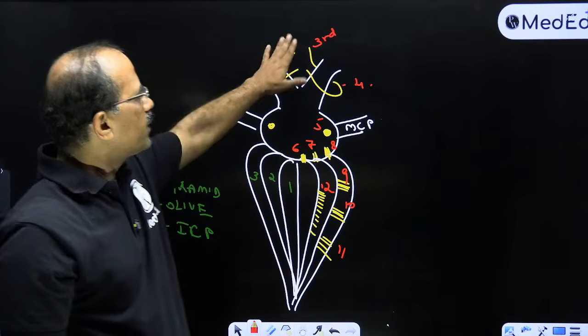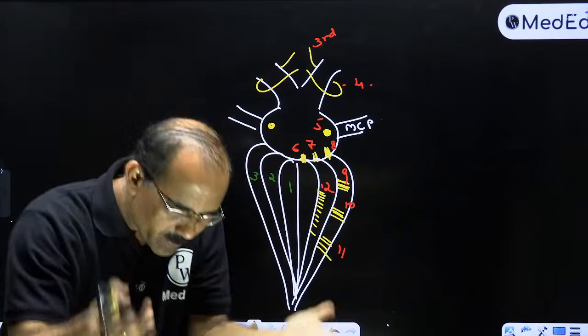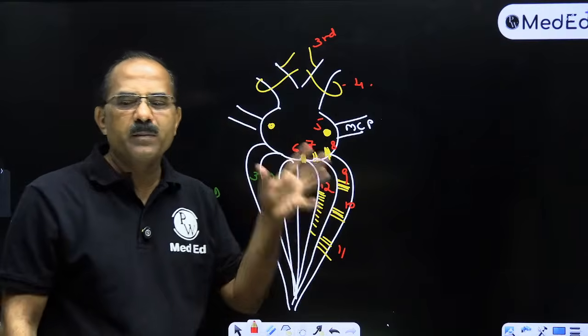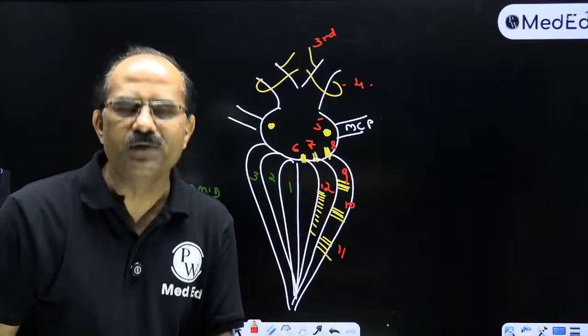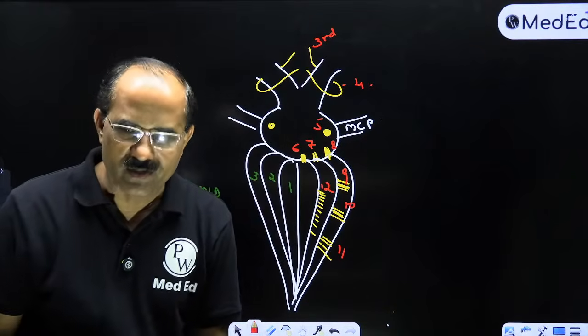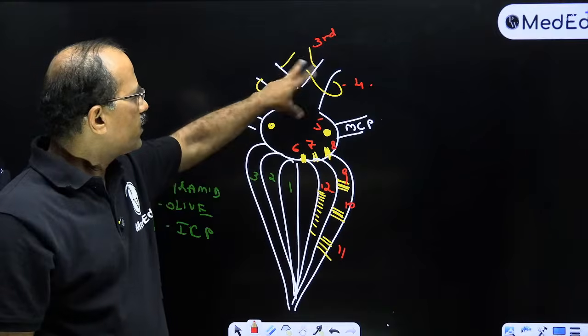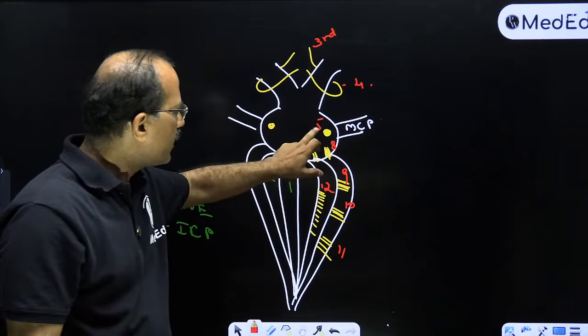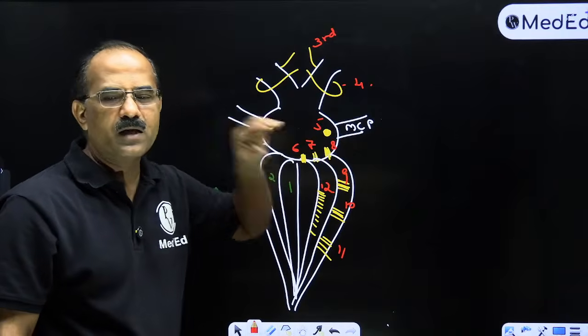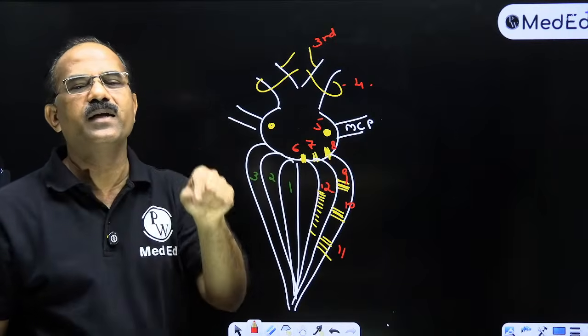So the third and the fourth nerves are attached to the midbrain. All the cranial nerves come from the ventral aspect, except the trochlear nerve, which comes from the dorsal aspect. The nerve attached at the junction of the pons with the middle cerebellar peduncle is the fifth nerve.